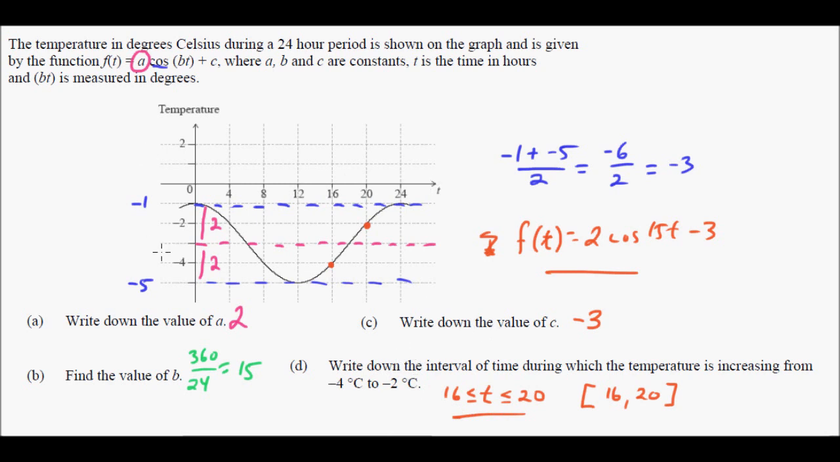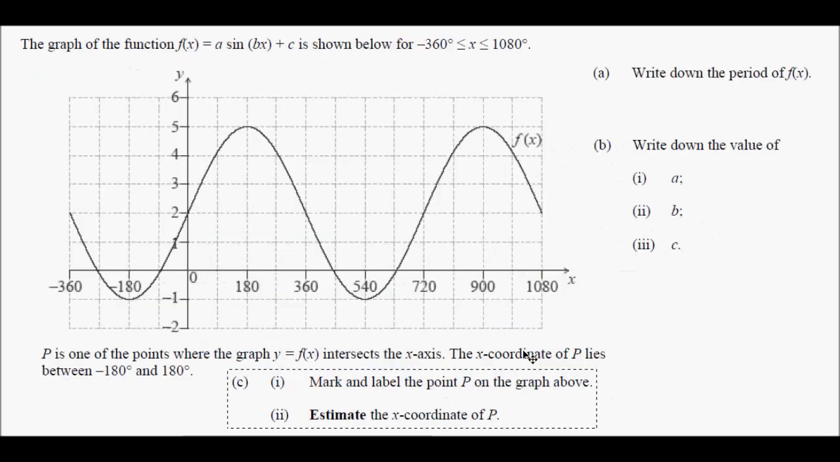So there you go. That's a cosine function that has an amplitude, it has the period, it has the vertical translation, and you had to actually look at the graph and see what was going on. So that's a pretty good problem. And now we'll do one with sine.